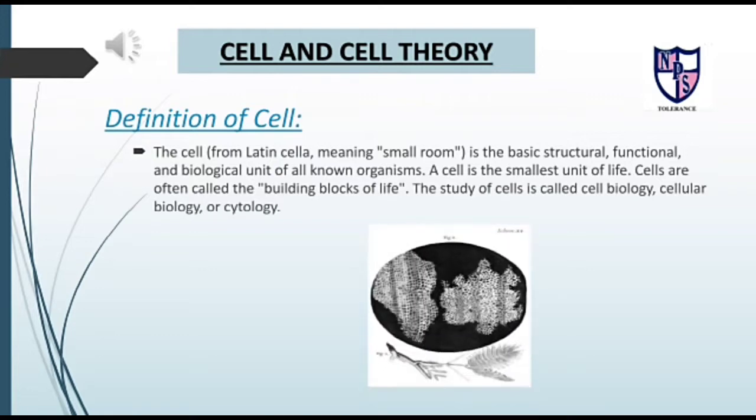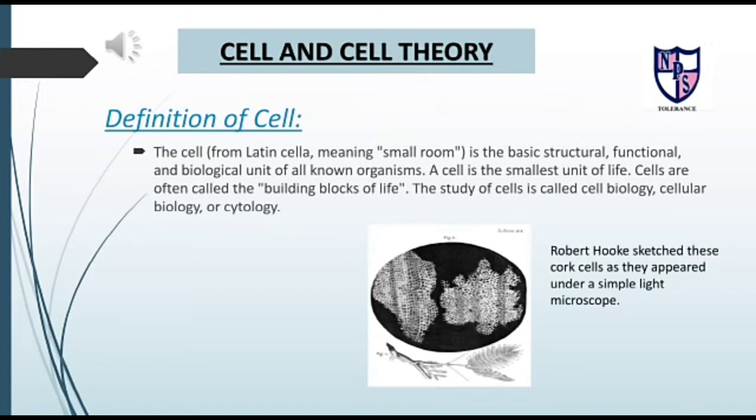This is the first microscopic diagram of a cork cell. Robert Hooke sketched these cork cells as they appeared under a simple light microscope. When he looked at a thin slice of cork under his microscope, he was surprised to see what looked like a honeycomb. Hooke made the drawing in the figure below to show what he saw. As you can see, the cork was made up of many tiny units, which Hooke called cells.